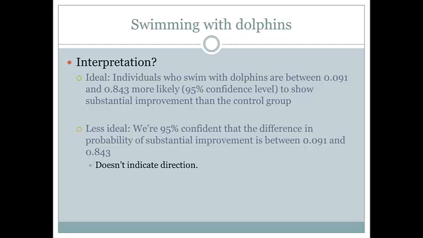Here's one less ideal way of doing the interpretation. You could say we're 95% confident that the difference in probability of substantial improvement is between 0.091 and 0.843. What's less ideal about that interpretation is that it does not indicate the direction of the effect. When you're communicating to people who don't know statistics, you want to make sure that you are talking about which group is more likely to show improvement than the other. The first interpretation does that. The second one doesn't.